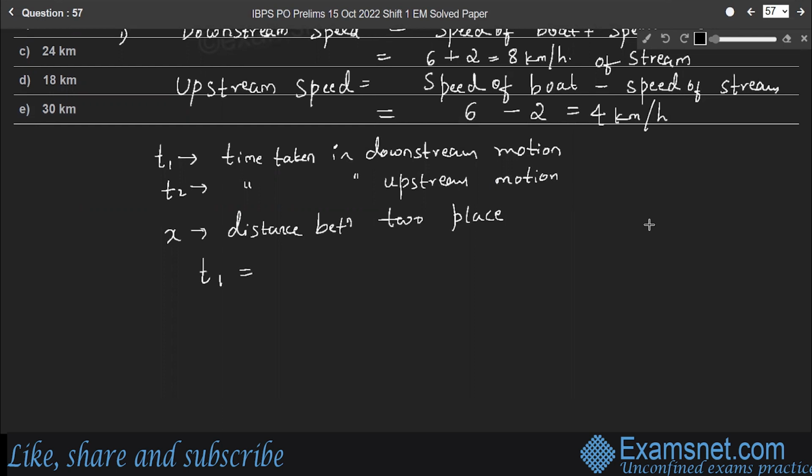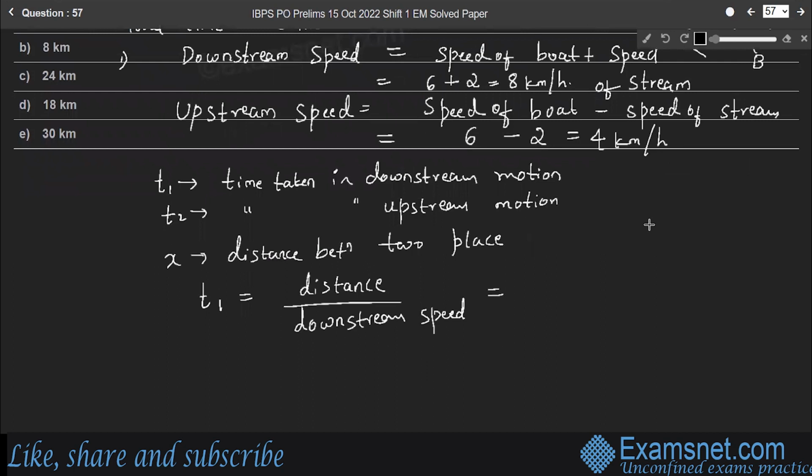Since speed is distance by time, therefore time is distance by speed. T1 is distance by downstream speed, which is equal to the distance between two places, X here according to our assumption. X by downstream speed, which is 8 km per hour. So X by 8 is the time taken by the boat to travel from A to B in this case.